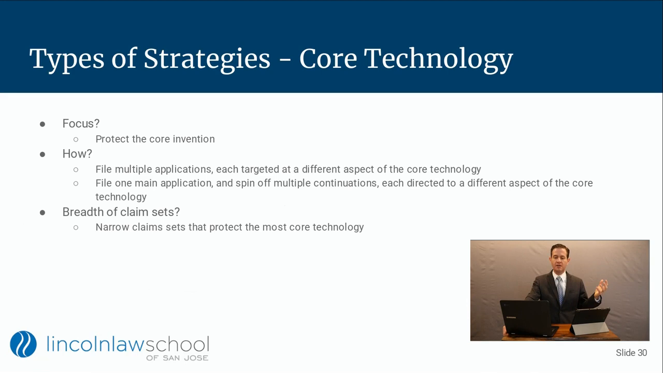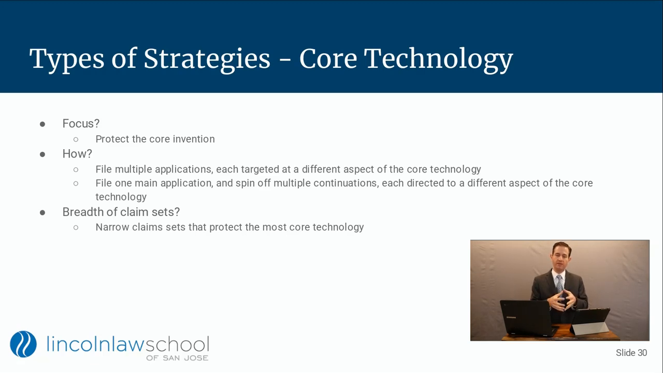The first is core technologies. I've indicated this is kind of the inner treasure of our castle. The focus, as I indicated, is protecting the core invention. How do you do this? How do you actually protect the core invention? Well, you may file multiple applications. Each of those may be based off of the same specification, but it would be a more narrow type construction of the invention. So this would allow you potentially to hone in very quickly on what the invention is.